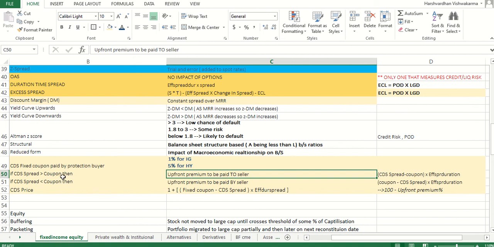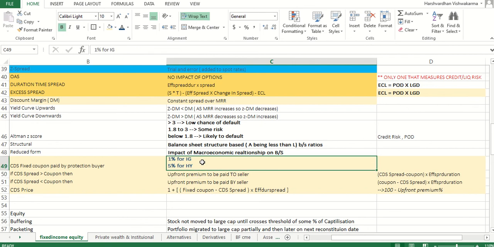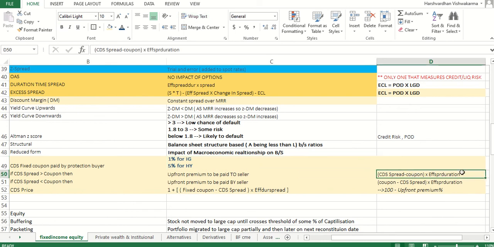Why? Suppose the coupon that you're getting on the bond is 5%, and the spread that the seller is giving you is 6%. Now the seller is giving you more than the coupon that is already being paid to you. So the difference of 1%, you'll have to give back to the seller, right? The formula for that is simple: CDS spread minus coupon, times the effective spread duration.